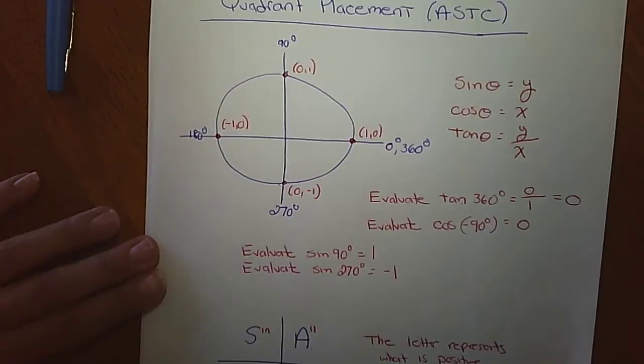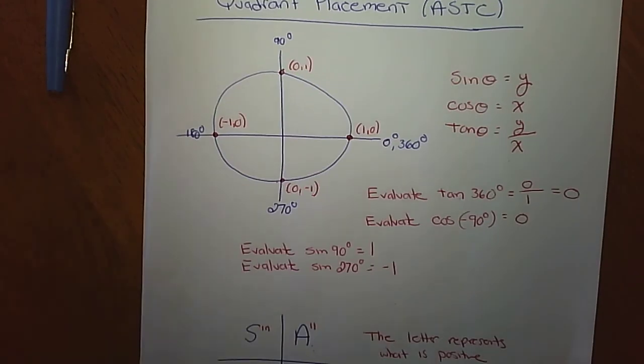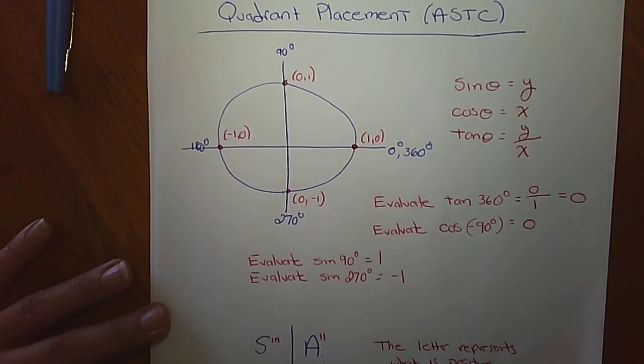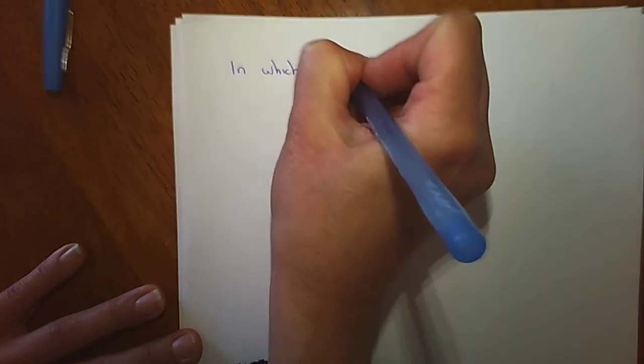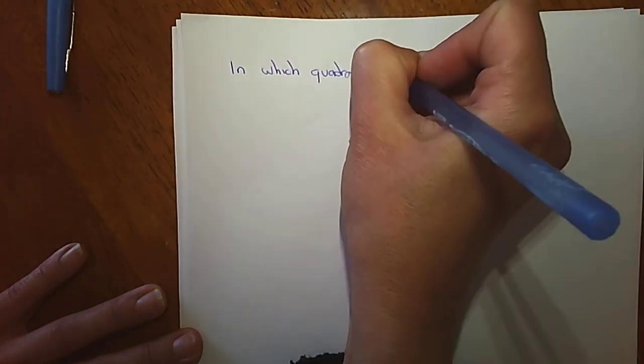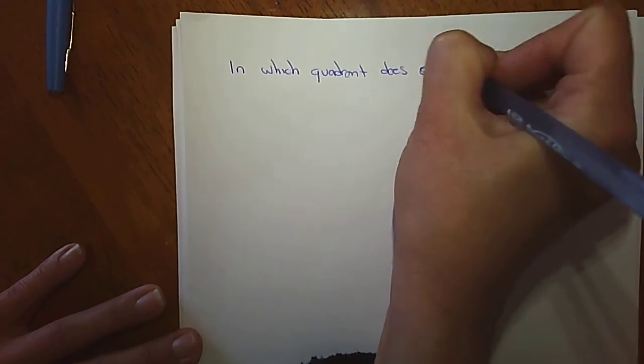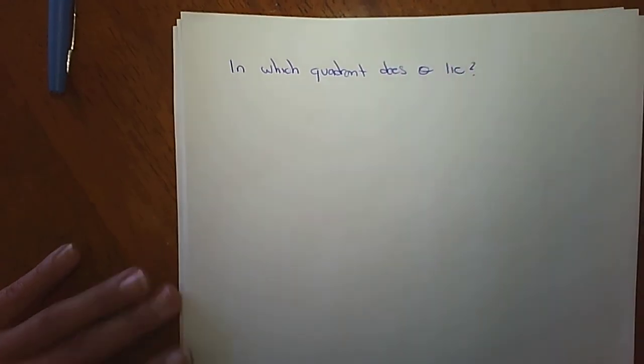All right, so what we're going to do now is practice a couple of those. Let's see how you do. The directions are going to be, in which quadrant does theta lie? So I'm going to do 1 or 2 more with you, and then I'm going to have you try a couple on your own.